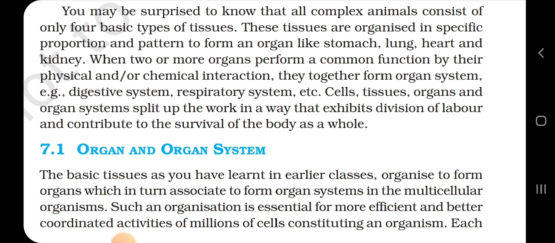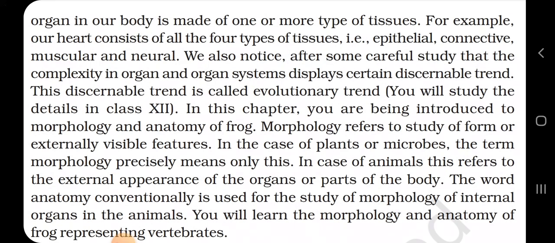7.1 Organ and organ system. The basic tissues, as you have learned in earlier classes, organize to form organs which in turn associate to form organ systems in multicellular organisms. Such an organization is essential for more efficient and better coordinated activities of millions of cells constituting an organism. Each organ in our body is made up of one or more types of tissues. For example, our heart consists of all the four types of tissues, that is epithelial, connective, muscular and neural.